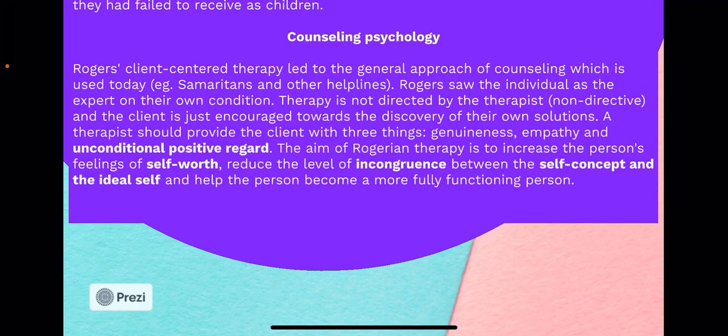A therapist should provide the client with 3 things: genuineness, empathy, and unconditional positive regard. The aim of Rogerian therapy is to increase the person's feeling of self-worth, reduce the level of incongruence between the self-concept and the ideal self, and help the person become a more fully functioning person.